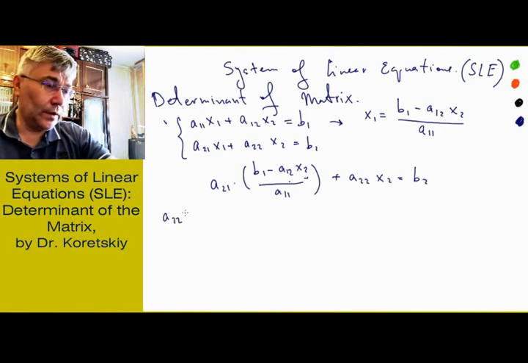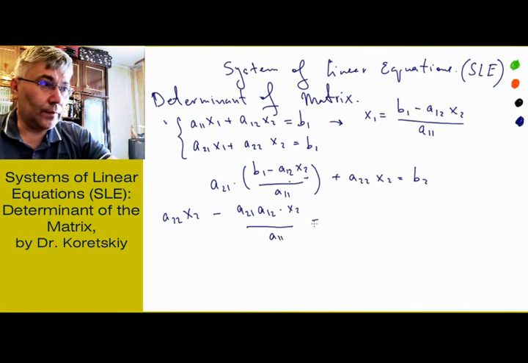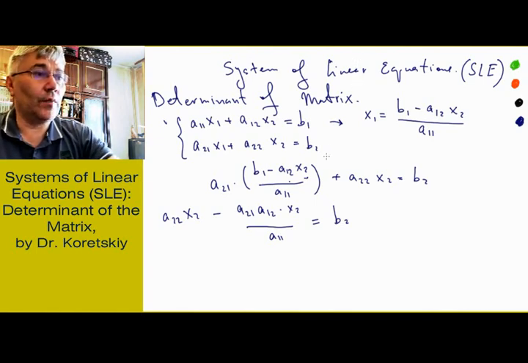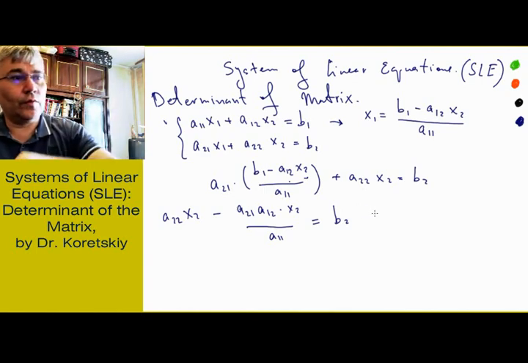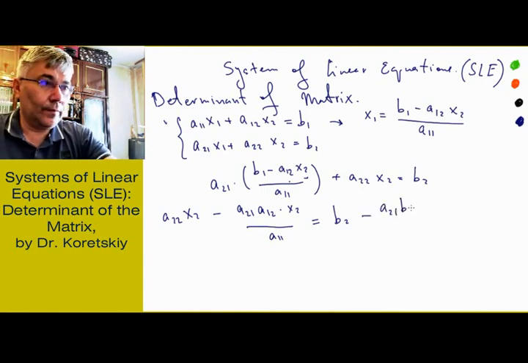I have a22 x2 minus a21 a12 times x2 over a11. And I want to move all free elements, with respect to the unknown variable, to the right side of this equation. I have b2 here, and I have a21 times b1 over a11. I have to move it to the right side.